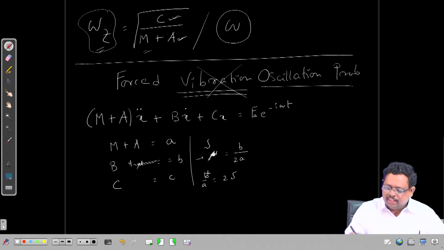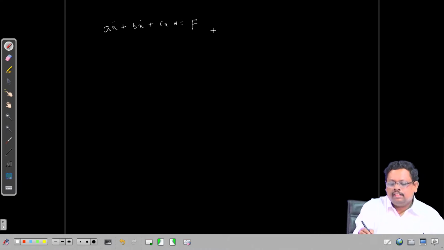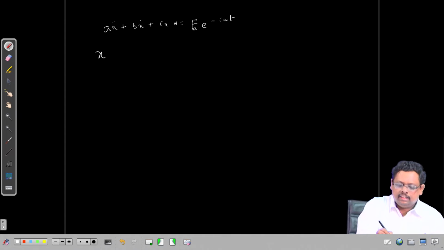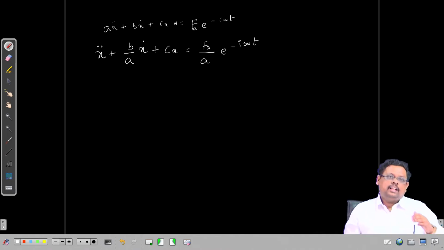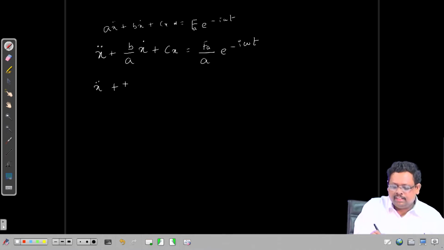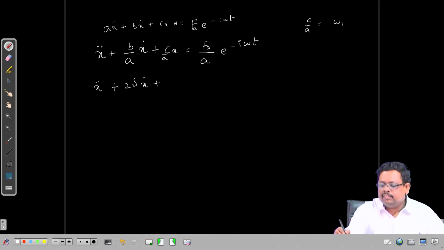And then let us try to apply all this into this equation, right. If you do that, you have a very simplified form: a x double dot plus b x dot plus c x is equal to f a e to the power minus i omega t. I divide everything by a, so I get x double dot plus b by a into x dot plus c x is equal to f by a e to the power minus i omega t, right. And now I just write b by a as 2 nu x dot. Now, for c, I just write c by a. Now, you know that c by a is nothing but omega z square, which is the square of the natural frequency.